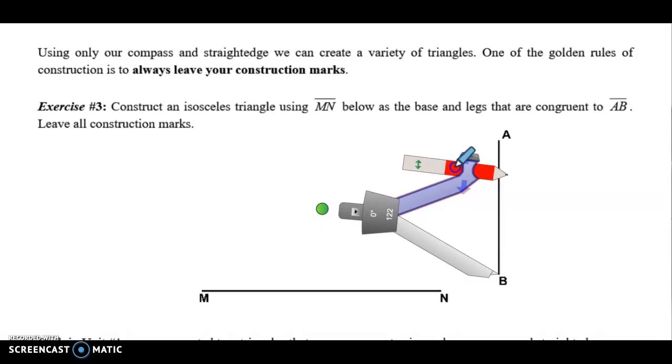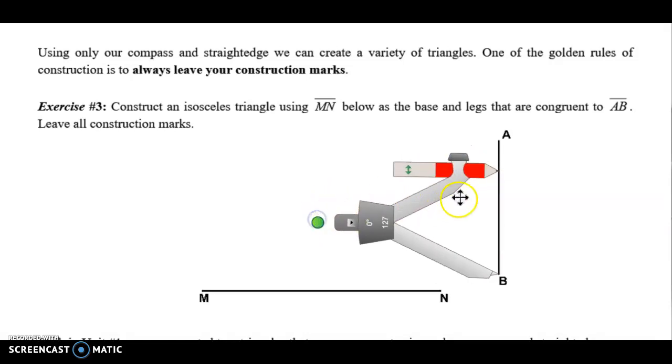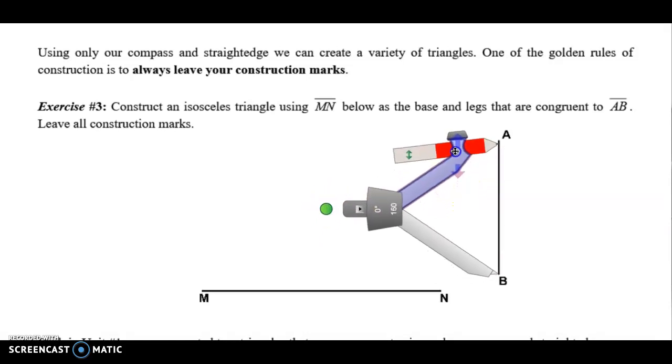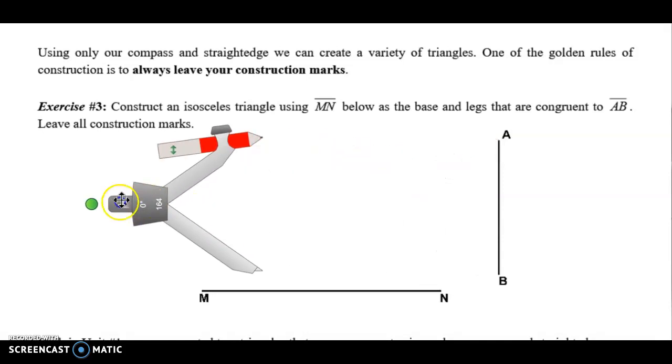So I put one end of my compass on A. I put the other end of my compass on B. See how I'm measuring the span of AB. So that's going to be the radius of the circles or the arcs that I draw. I'm going to draw two arcs that are going to have this exact radius of AB. So put one end of your compass on A, one end on B.